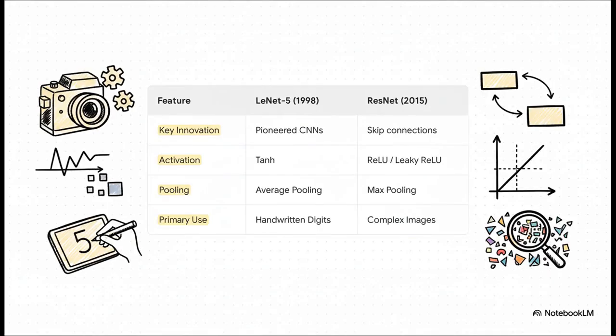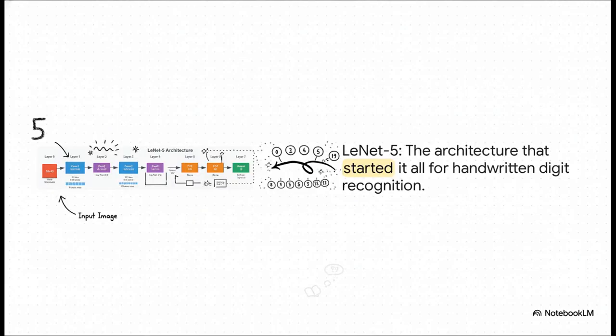This slide right here is your perfect exam summary. On the left, you've got LeNet 5 from way back in 1998, the pioneer. It used older tech like tanh activation and average pooling, and it was designed for a pretty simple task, reading handwritten numbers. Now, on the right, you've got ResNet from 2015, a modern titan. Its huge innovation was something called skip connections. It uses that efficient ReLU we just talked about, and it was built to crush massive complex datasets like ImageNet. The evolution between these two is just crystal clear. And here it is, the LeNet 5 architecture.